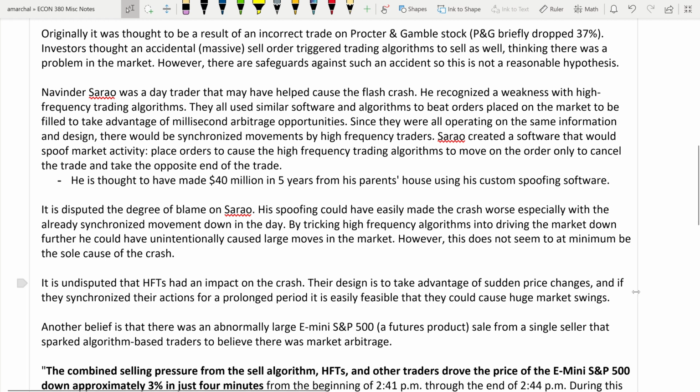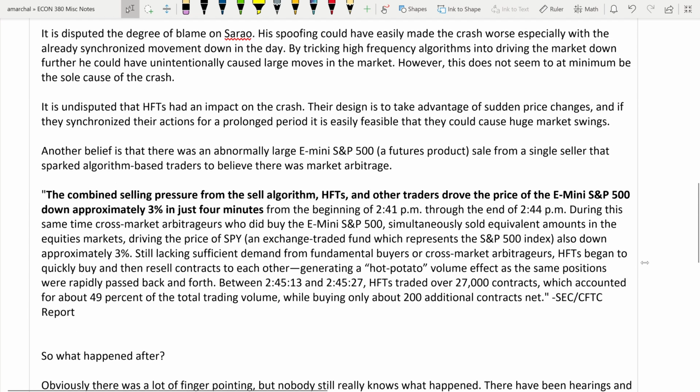But when we look at the SEC report, it really comes down to the combined selling pressure from the sell algorithm, HFTs, and other traders collectively drove the price of the E-mini S&P 500 down approximately 3% in just 4 minutes, beginning at 2:41 p.m. through the end of 2:44 p.m. During the same time, cross-market arbitrageurs did buy the E-mini S&P 500 and simultaneously sold equivalent amounts in the equities market, driving the price of SPY also down approximately by 3%. So this quote summarizes what the SEC believes happened.